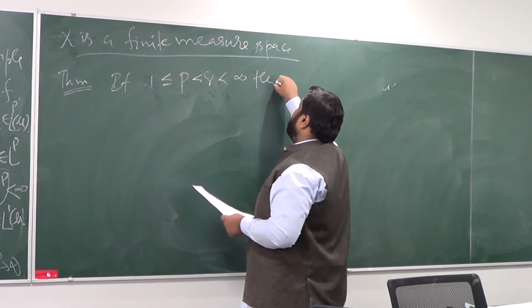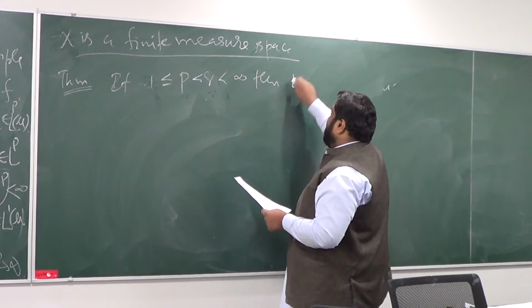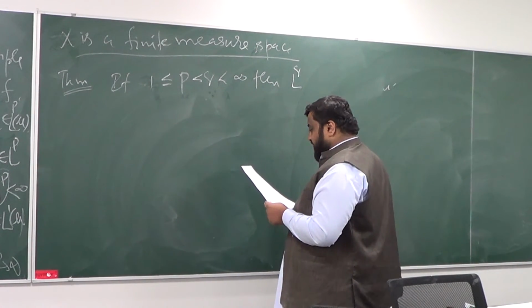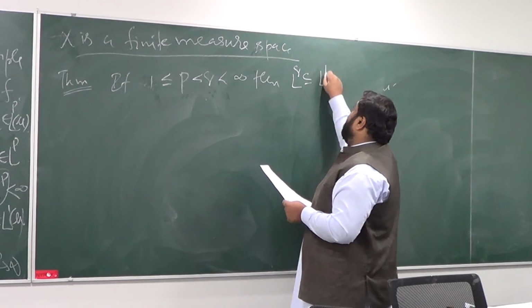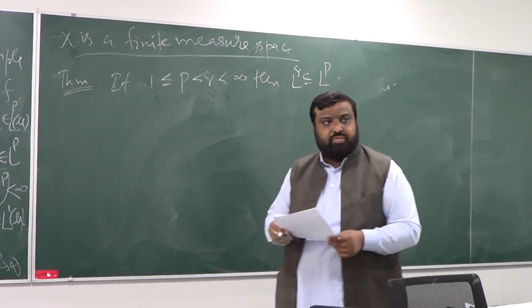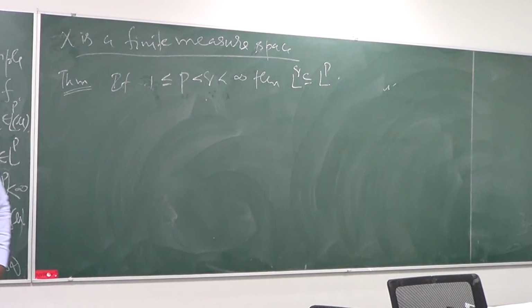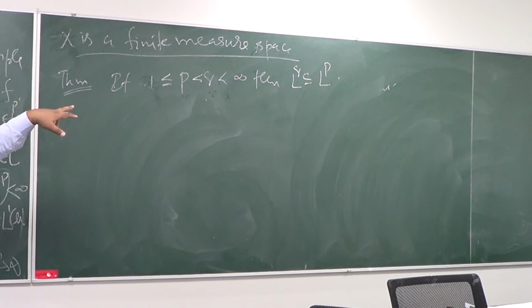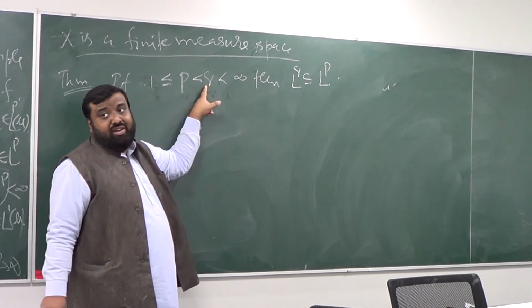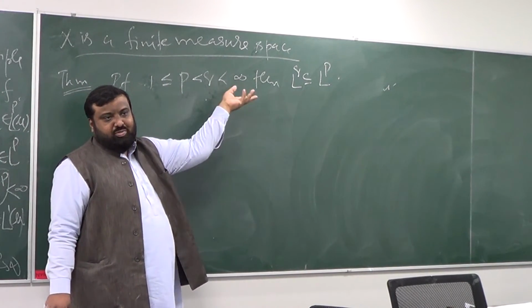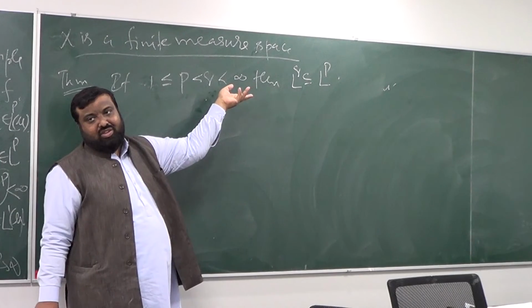Then you have this interesting relation that L^q is contained in L^p. So this is an inclusion result. If X is a finite measure space, then L^q is contained in L^p. In other words, the bigger index you have, the smaller the space is going to be.